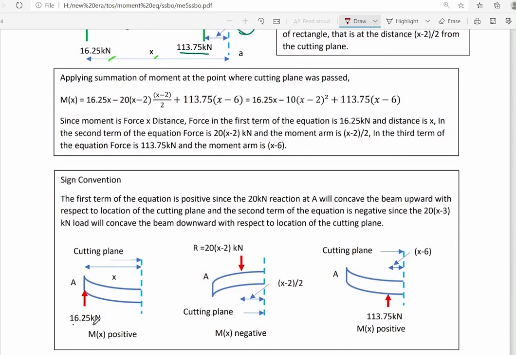For our sign convention, the 16.25 kN will concave the beam upward with respect to the cutting plane, so the first term of the equation will be positive. Since 20 multiplied by x minus 2, with the moment arm of x minus 2 all over 2, will concave the beam downward with respect to the cutting plane, that is a negative moment. Then for 113.75 kN, the moment arm is x minus 6. It will concave the beam upward with respect to the cutting plane, so that is also a positive moment. Bending moments that concave the beam upward with respect to the cutting plane are positive moments, and bending moments that concave the beam downward with respect to the cutting plane are negative moments.